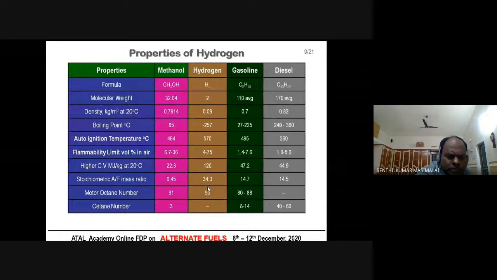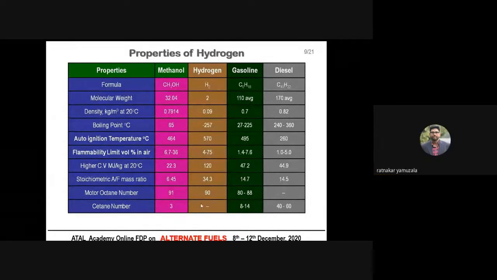A higher octane number can help in increasing the compression ratio. So hydrogen has another benefit of having a higher octane number than gasoline, making it perfectly suitable for spark ignition engine operation. Whereas if you look at the cetane number of hydrogen, actually I have not given the value of the cetane number. It is approximately 5.